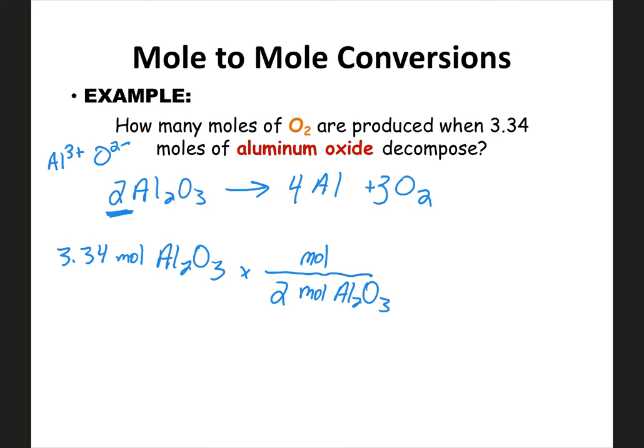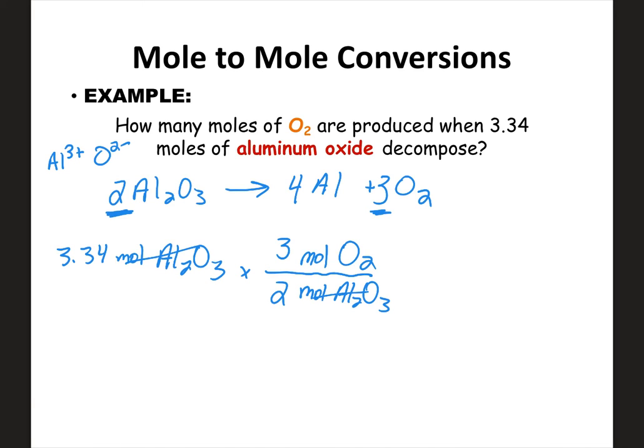Well, the question is asking me about moles of O2, so O2 goes on the top. How many moles of O2 from the balanced equation? Well, there's 3. Moles on top, bottom, cancel. Notice I labeled my substances, so I know that my units here are canceling. I'm paying attention to my units. So now my units are moles of O2. The question wants to know moles of O2.